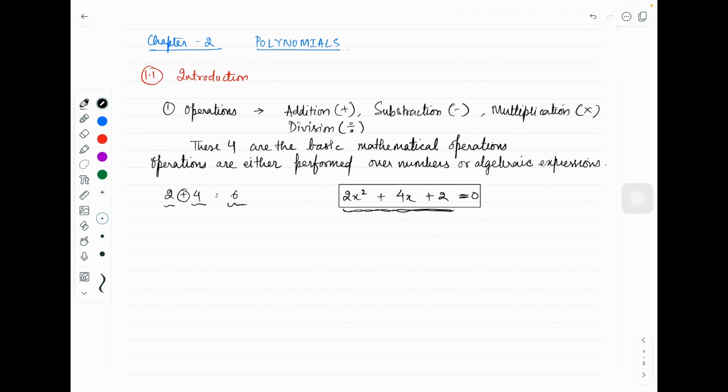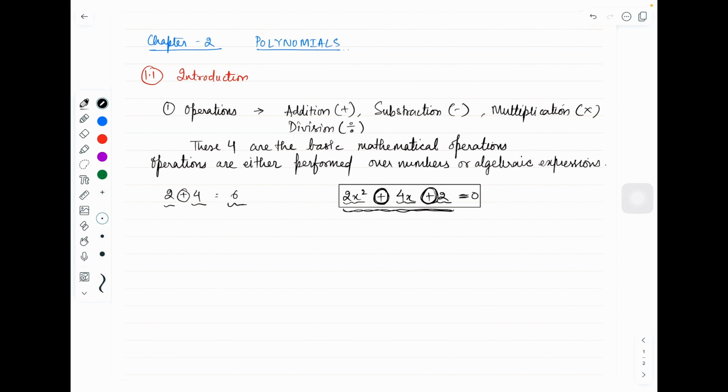So what is an algebraic expression? This individual 2x square is an algebraic expression. This 4x is an algebraic expression. 2 is an algebraic expression. We are performing the operation of addition over these algebraic expressions. So operations are performed either over numbers or algebraic expressions.